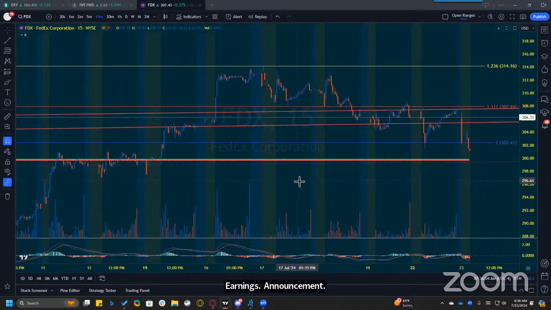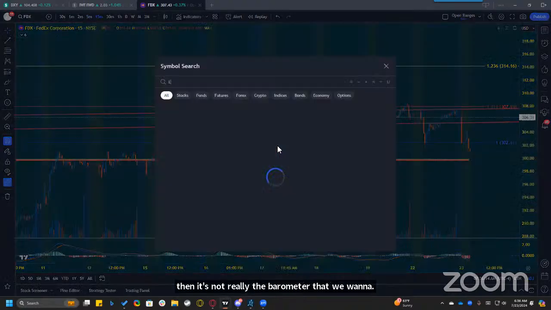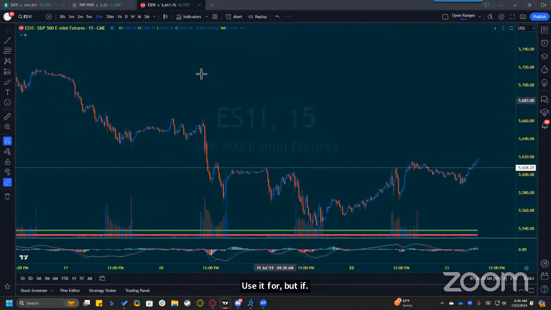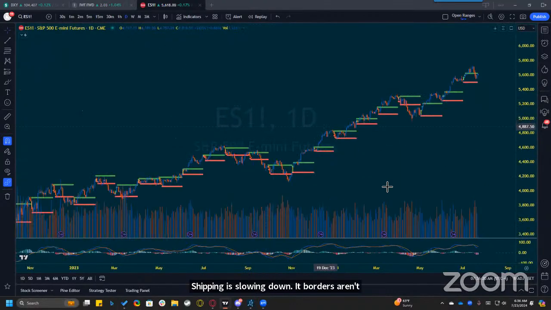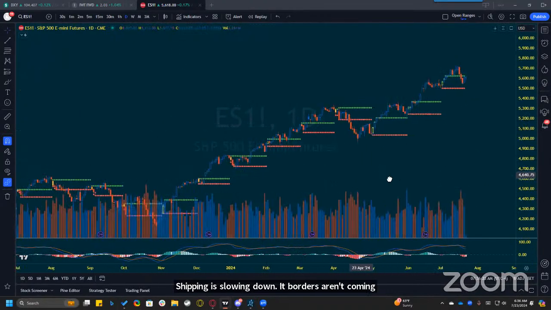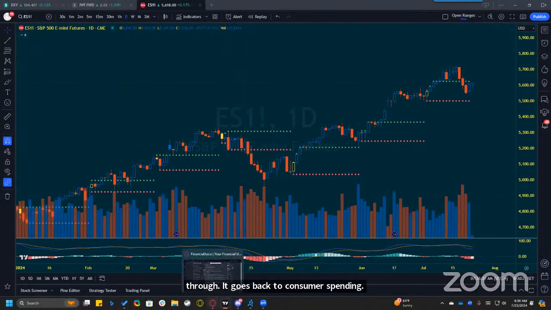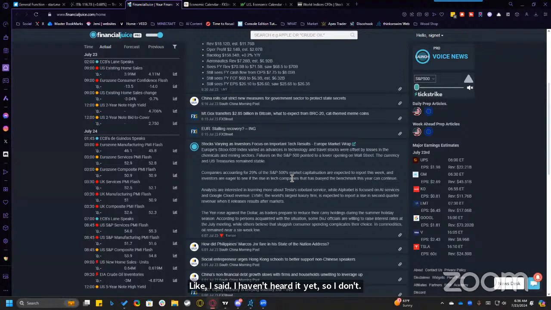is useful. You know, is shipping slowing down? Are they having issues? If they're having issues, then it's not really the barometer that we want to use it for. But if shipping is slowing down, if orders aren't coming through, it goes back to consumer spending. Like I said, I haven't heard it yet, so I don't know what's up with their earnings. Just that I knew they reported, and at first blush they were down.